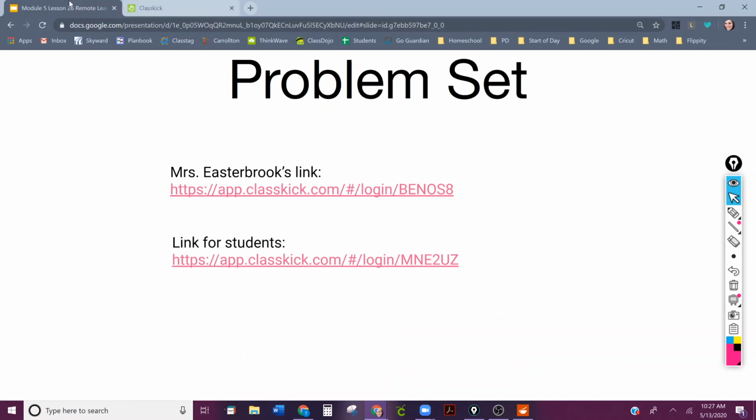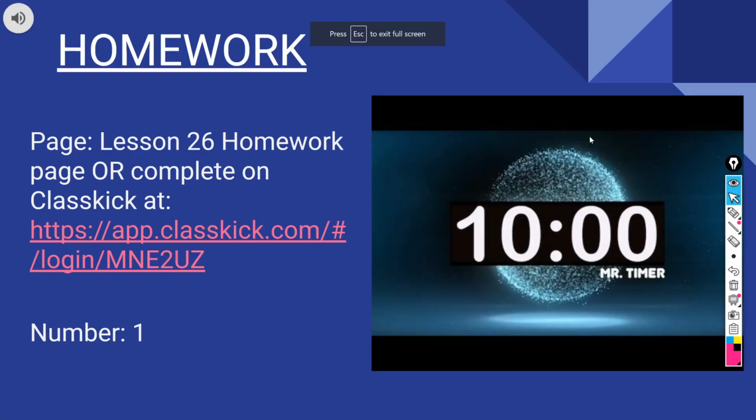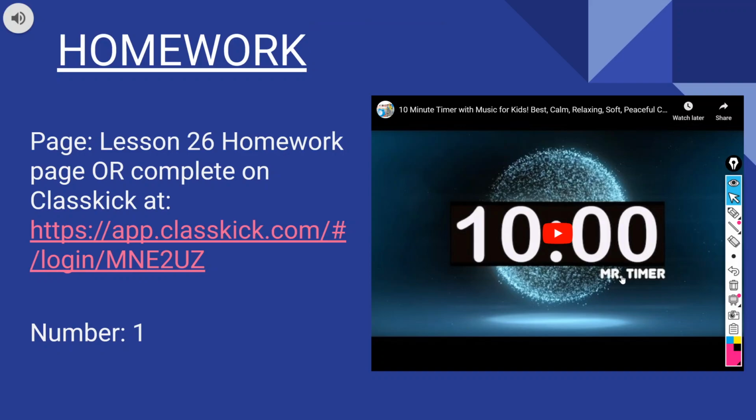Okay. I'm going to go back to my slideshow, going to go ahead and start the 10-minute timer for you. Remember, work for 10 minutes. If you're still not done when it goes off, take a 5-minute break and go back to it. If you still don't understand it, then you really need to make sure you reach out to me for help.